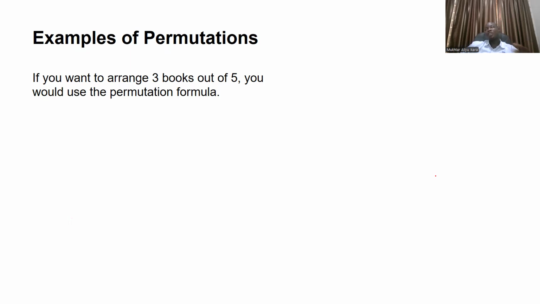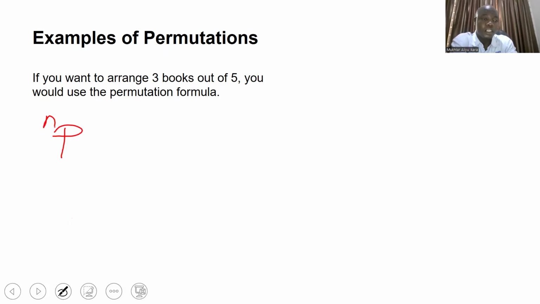So let's say you are in the library and you have 5 books. Out of the 5 books, you choose 3, and you want to see the possible ways to arrange those 3 books. So you use the permutation formula, which says P(n, r) equals n factorial over (n minus r) factorial.